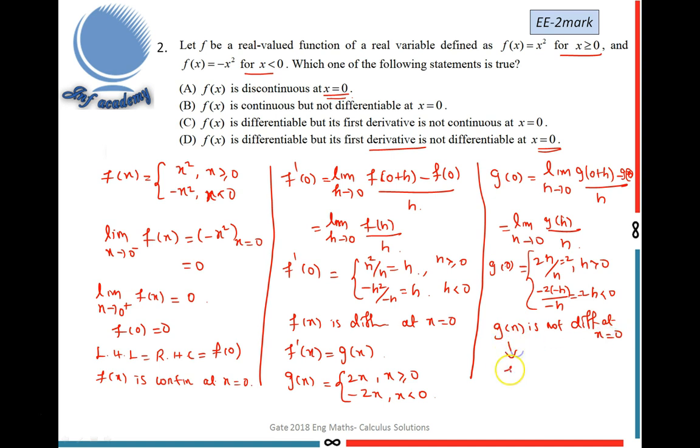g of x, which means f dash of x, is not differentiable at x equal to 0. Finally, I got that f of x is continuous and differentiable at x equal to 0, but f dash of x is not differentiable at x equal to 0. So the final answer is option D. Option D says f of x is differentiable, but its first derivative is not differentiable at x equal to 0.